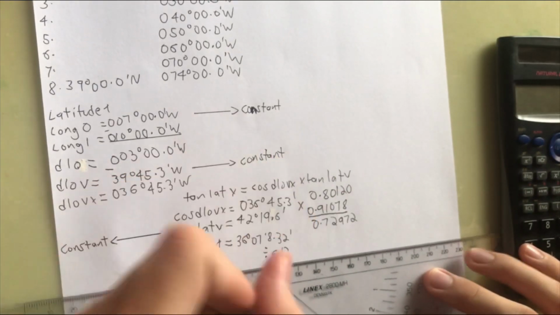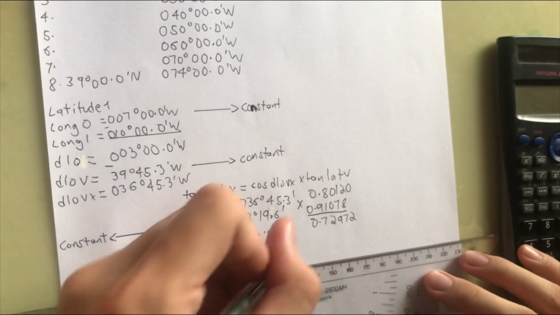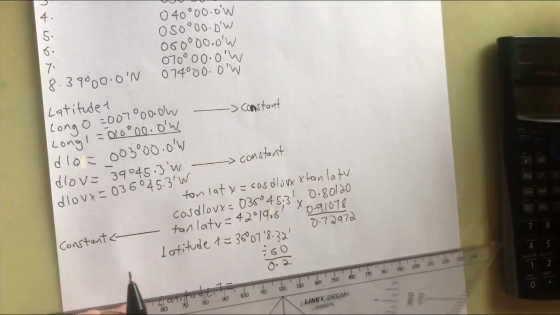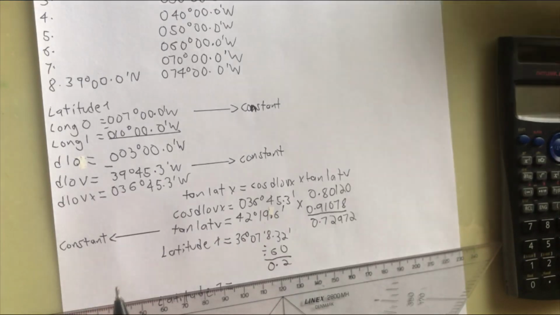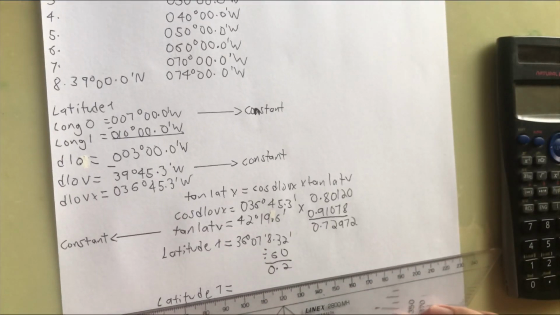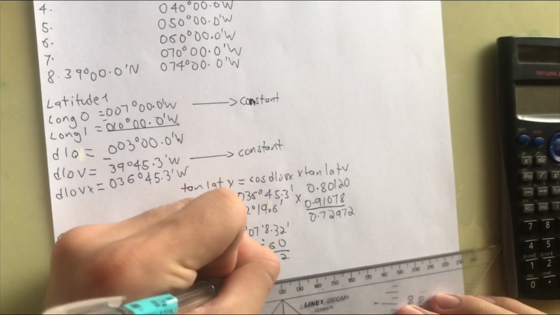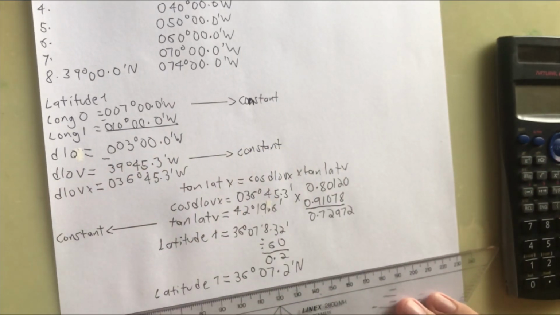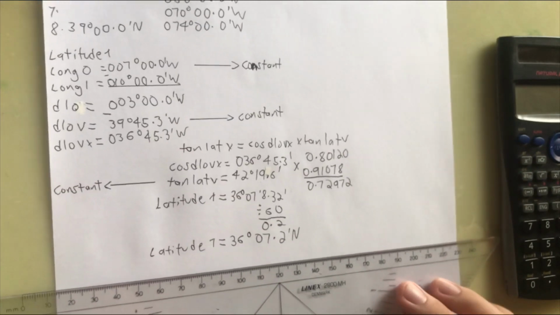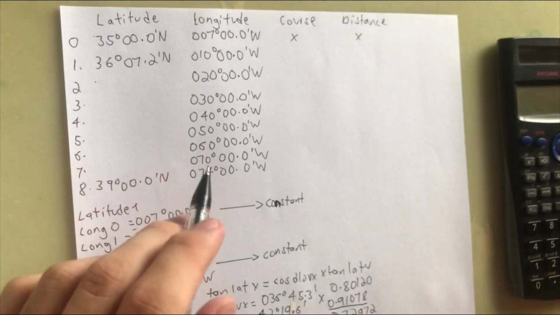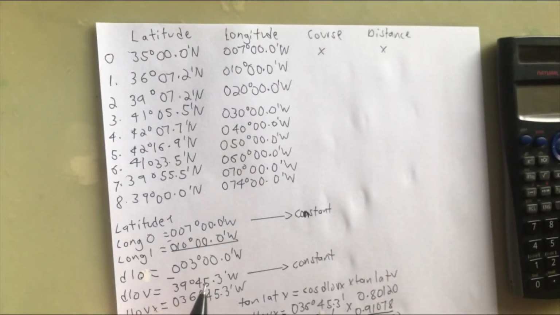Then next we will compute in the calculator. We will press shift tan answer equals, and the answer is latitude 1 equivalent to 36 degrees 7 and 8.32 minutes. And we will divide 8.32 by 60, which is equal to 0.2. So our latitude 1 is 36 degrees 7.2 north, and we have successfully solved latitude 1. And now I will show you another example on how to get latitude 2, 39 degrees 7.2 north.